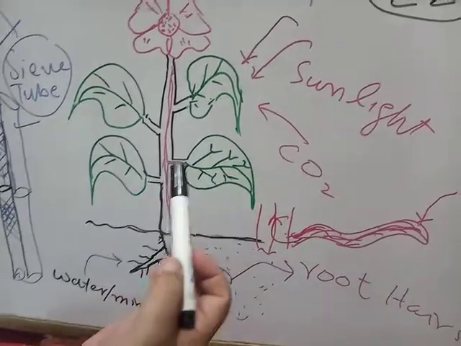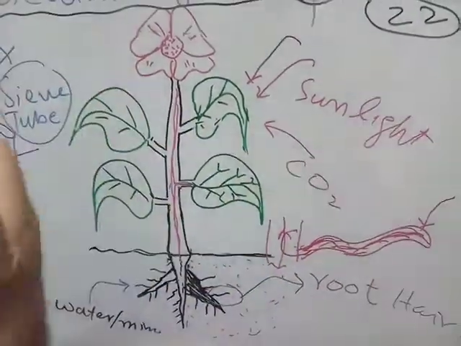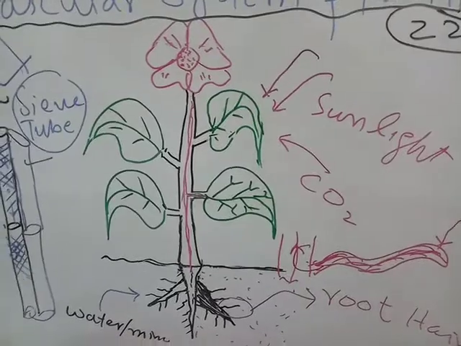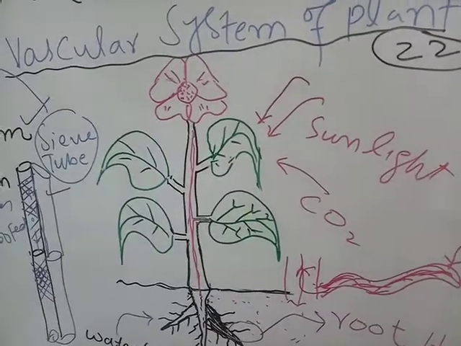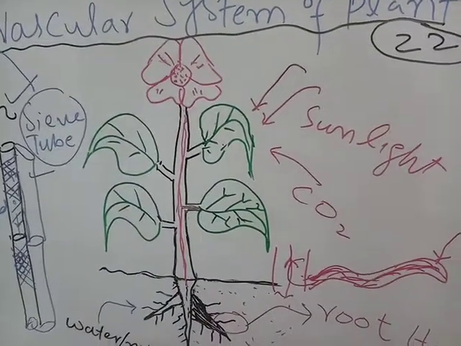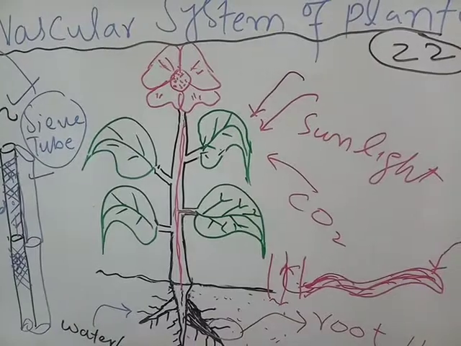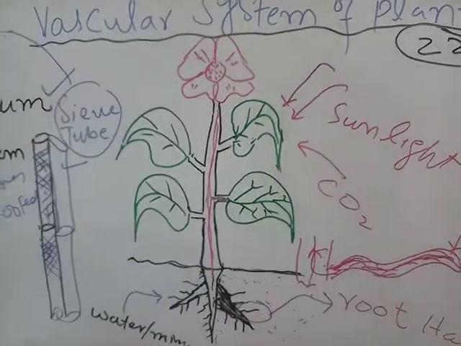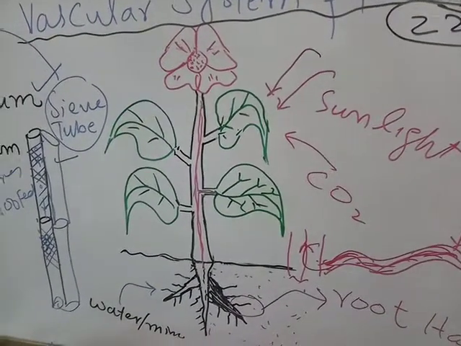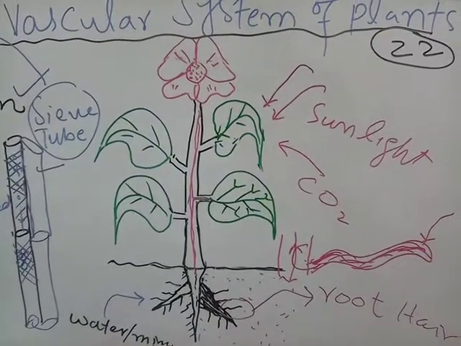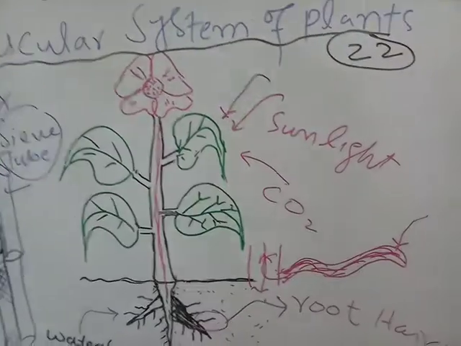When water reaches the leaf, this is the upper side of the leaf surface. At the lower side of the leaf surface, there are small pores which are called stomata. The singular is stoma, the plural is stomata. So stomata are the small pores present at the lower side of each leaf. When water reaches the leaves, water is evaporated from the leaves. The evaporation of water from the leaf surface is called transpiration. This transpiration has its own importance. We will discuss it later.